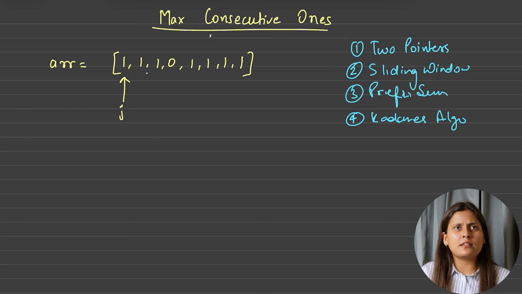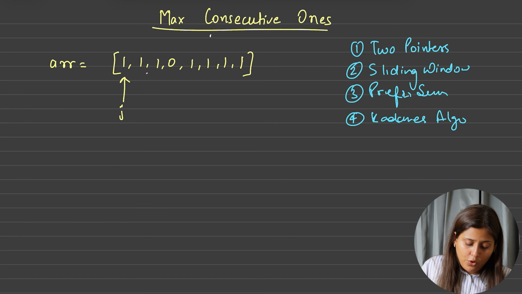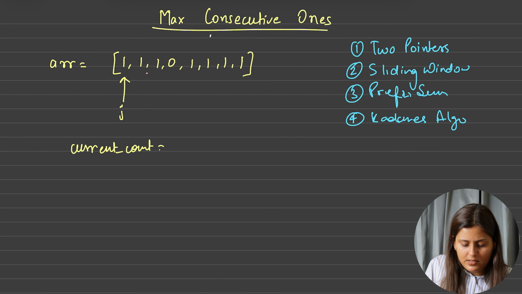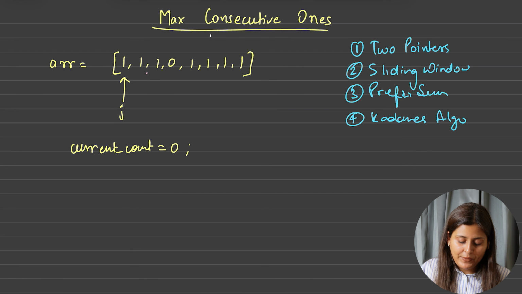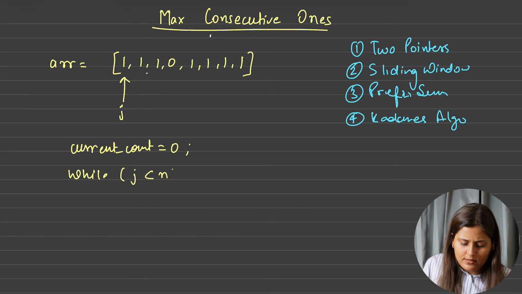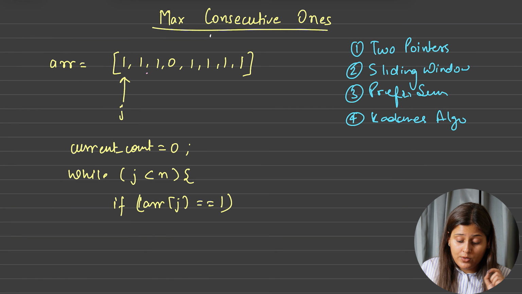Okay? Count the length is nothing but we will increment our counter. So I will make a current count variable somewhere here with 0. Okay, and for j I will run a while loop while j hits n. So what's my task? I'll check if my array of j is equal to 1. If it is equal to 1, what is my task? I'll simply do j plus plus.